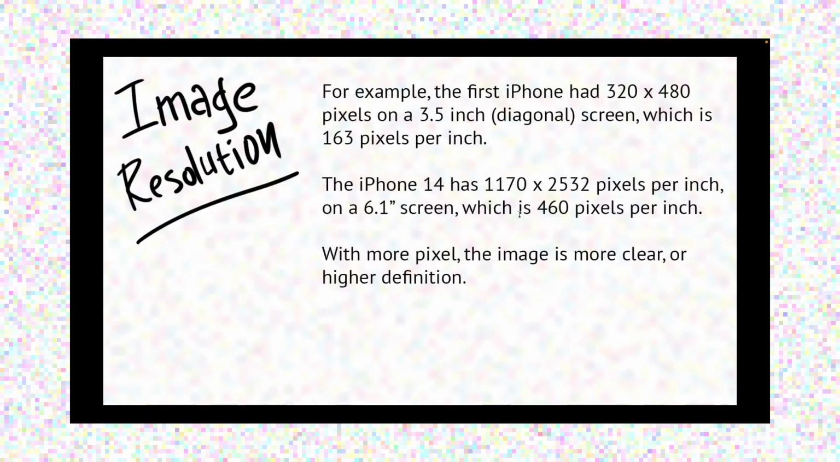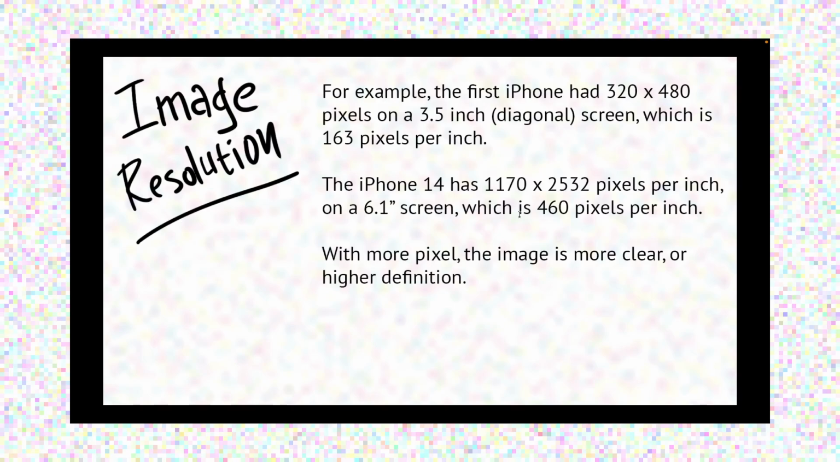the original iPhone was very small. It had 320 pixels in width and 480 pixels in height. And the screen itself was 3.5 inches diagonally. And we'll see what that looks like on the next slide. And so there were 163 pixels per inch of space.